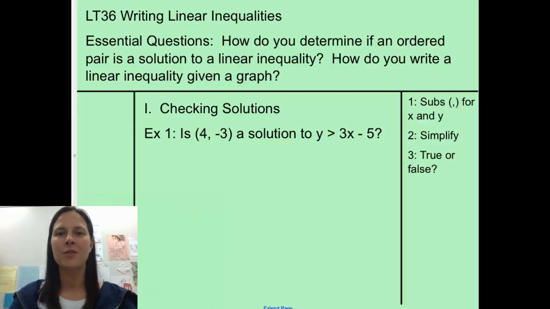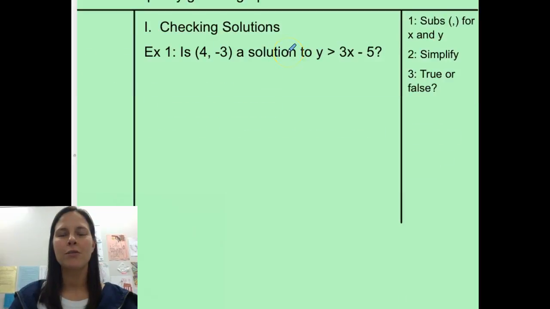Our last lesson for this unit is going to be writing an inequality from a graph. First, we're going to remind ourselves of how to check to see if an ordered pair is a solution to an inequality. Remember when we learned how to graph inequalities and we would check which side of the line to shade on?